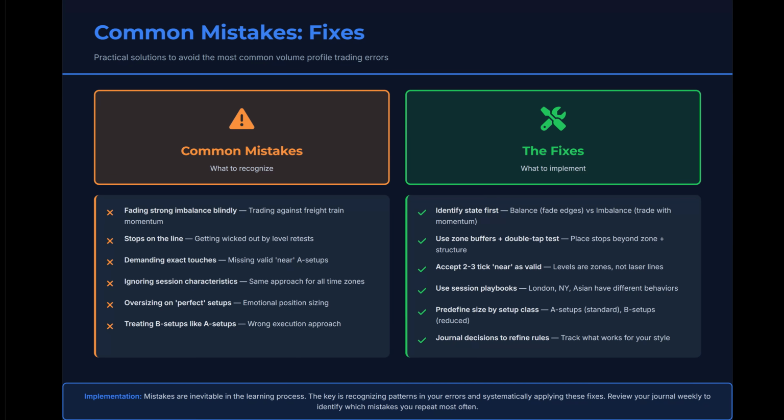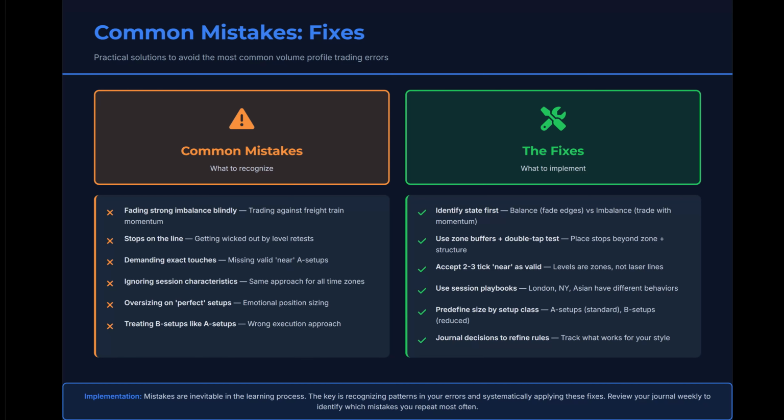If you see a migrating POC, shifting value areas, and low volume nodes being left behind, that's imbalance. Trade with the move, not against it. If you see a sticky POC with price rotating around value, that's balance. Fade the edges. State identification is your first filter. It prevents you from standing in front of a freight train.